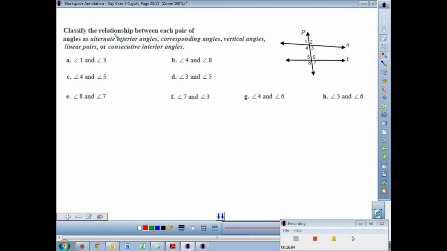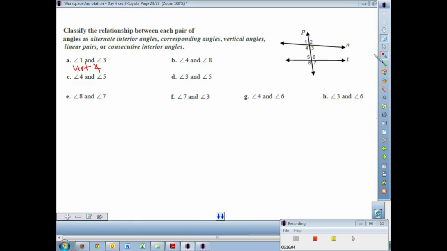It says classify these types of angles as either alternate interior angles, corresponding angles, vertical angles, linear pair, or consecutive interior angles. So here's the picture they want us to use. Let's name these angles. Angle 1 and angle 3. Right, so I'm going to circle them and then erase them since I'm using a pencil and you're using a pencil. Just finding the angles in the picture. What kind of angles are those? Those are vertical angles because they're right across from each other.